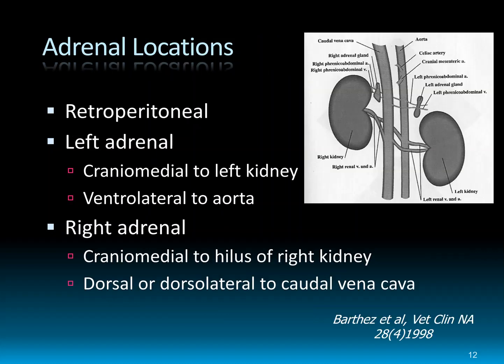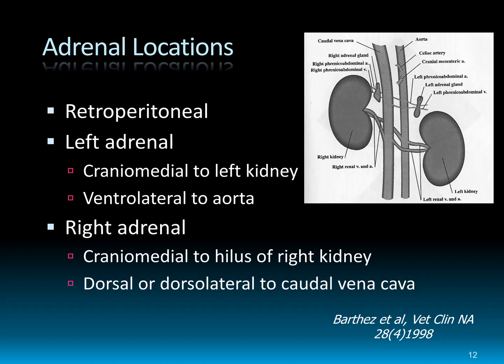The adrenal glands are located in the retroperitoneal space, just like the kidneys. Both of the adrenal glands are approximately craniomedial to their respective kidneys. The left adrenal gland is definitely cranial to the left kidney. The right adrenal gland is more at the level of the cranial pole of the right kidney most of the time. Both adrenal glands are also just lateral to the respective great vessels on that side.